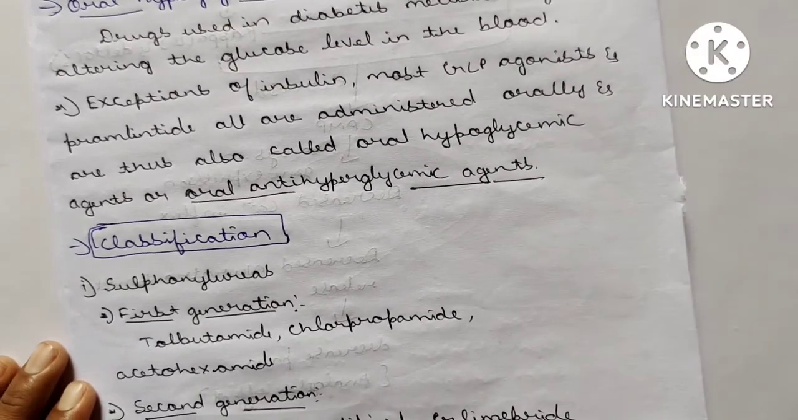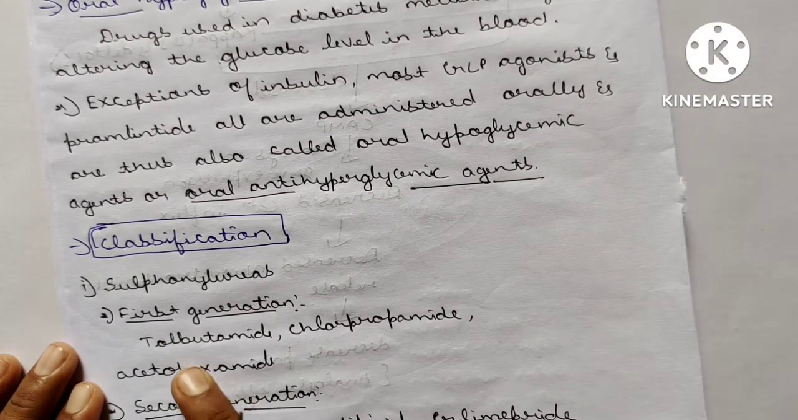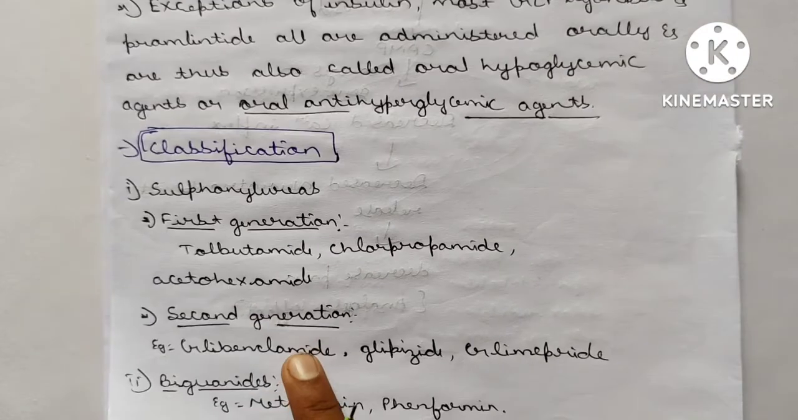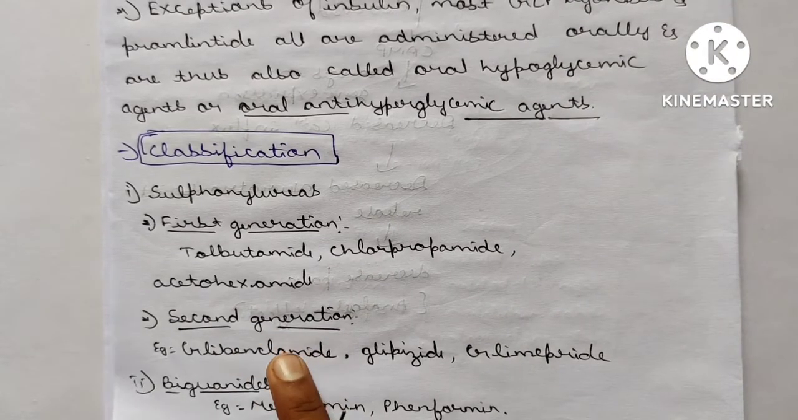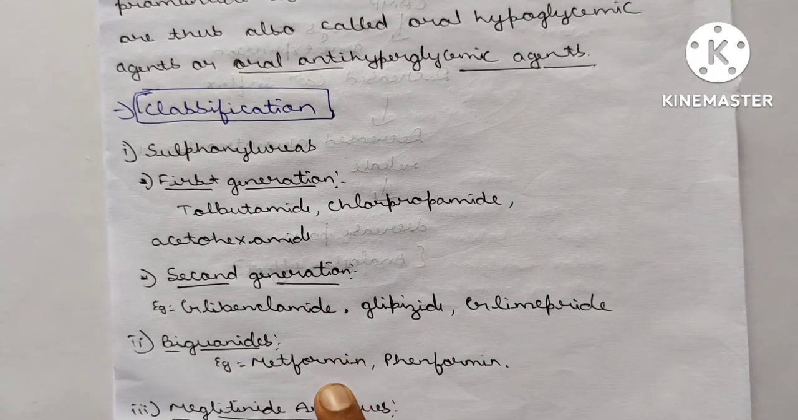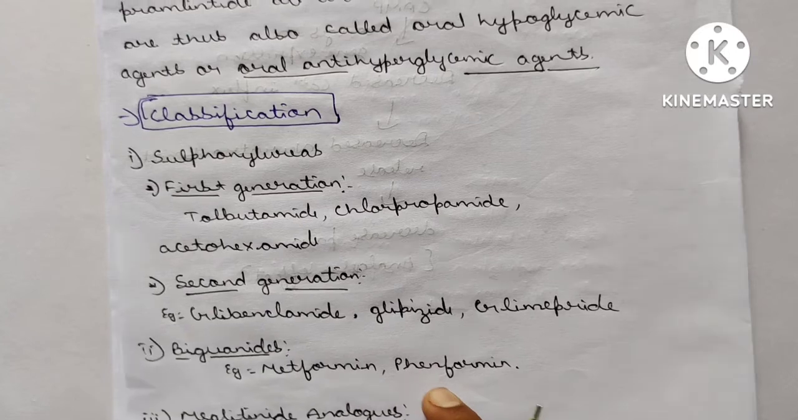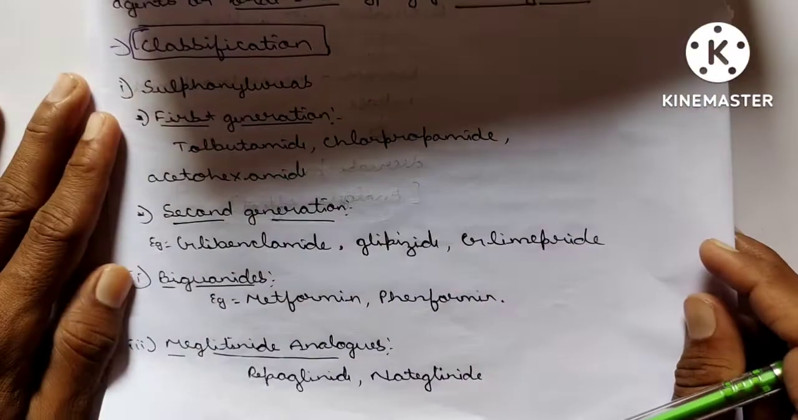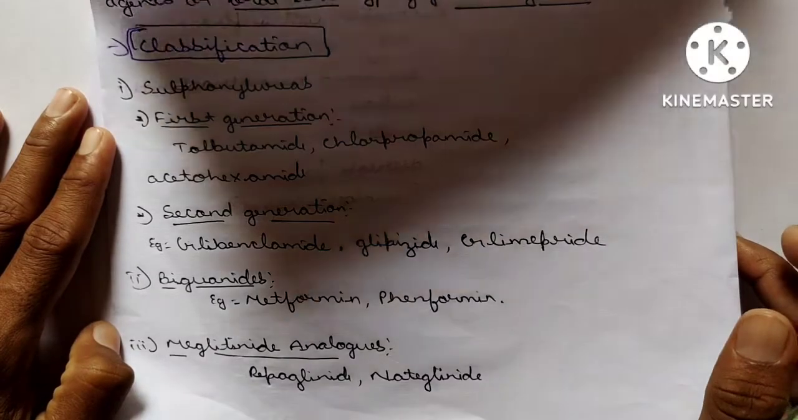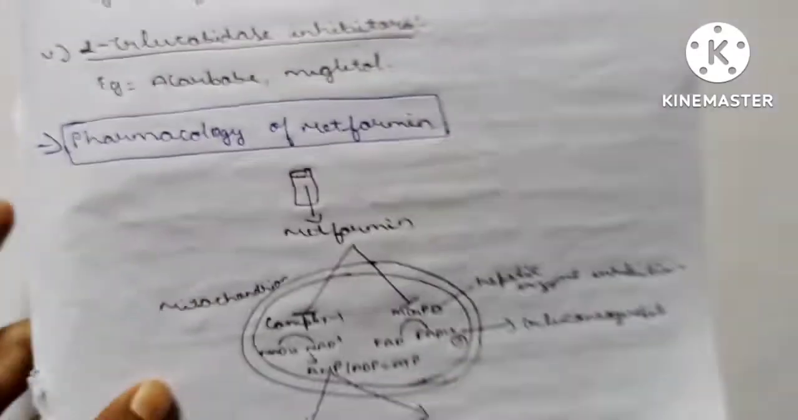Classification: sulfonylureas, first generation, like tolbutamide, chlorpropamide, acetohexamide, then second generation glibenclamide, glipizide, glimepiride, then biguanides like metformin and phenformin, then meglitinide analogs like repaglinide and nateglinide. These are some examples.